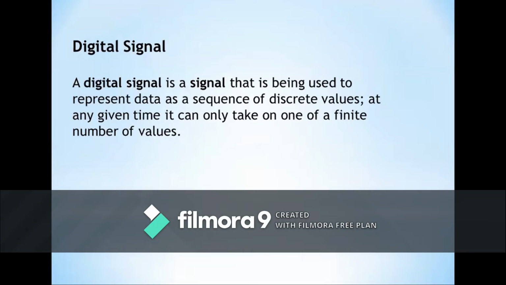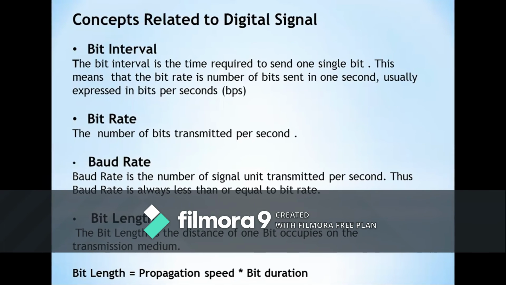Next concept is digital signal. The input data, which is either analog or digital, can also be represented by a digital signal. A digital signal is a discrete time signal having a finite number of amplitudes. For example, see the digital signal. A 0 is represented by 0 volt and 1 by some positive voltage. Some concepts related to digital signals are bit interval, bit rate, baud rate, and bit length.